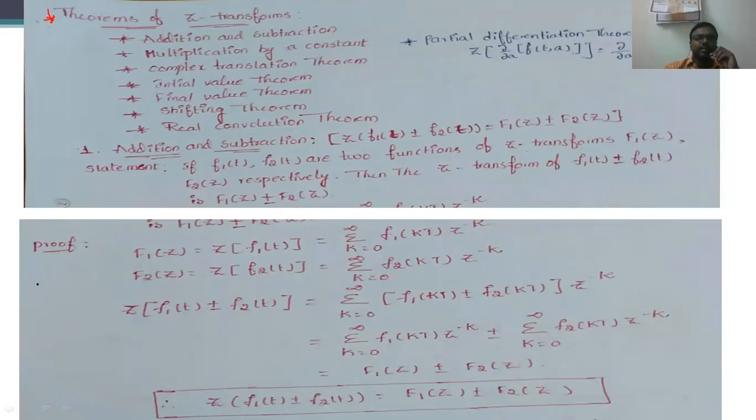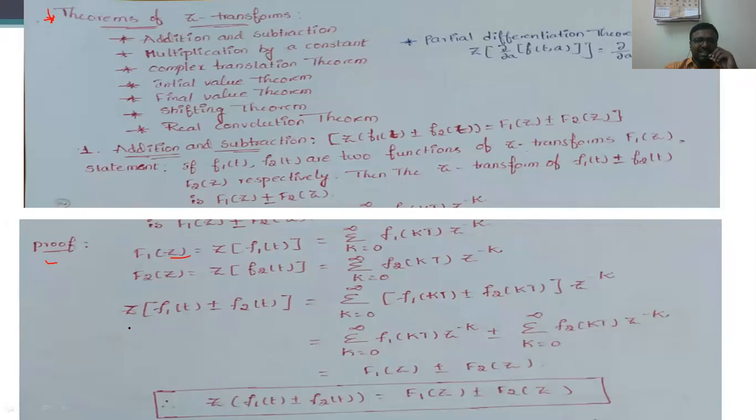Coming to the proof, F1 of z is the Z transform of f1 of t, which is sigma k equal to 0 to infinity f1 of kT into z power minus k. In a similar fashion, F2 of z is the Z transform of f2 of t, which is sigma k equal to 0 to infinity f2 of kT into z power minus k.